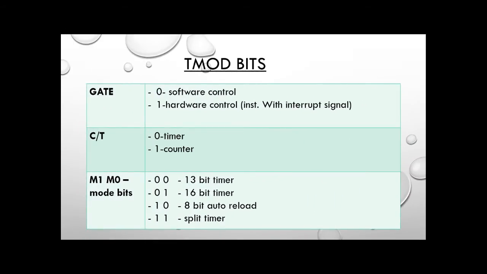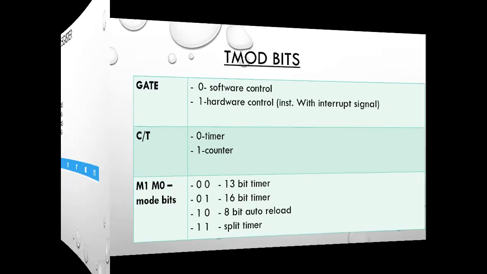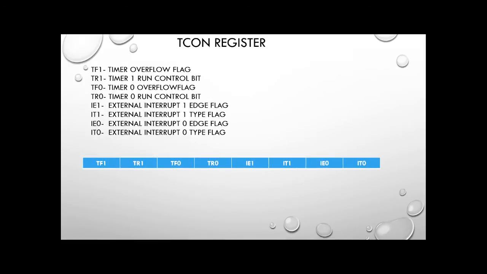When the value of the gate bit is 0, the timer is completely controlled by the instructions, while when its value is 1, the timer is controlled by the interrupt and the instructions as well. The other control register is the TCON register, whose lower nibble is related to the interrupts, while the higher nibble is related to the timers.